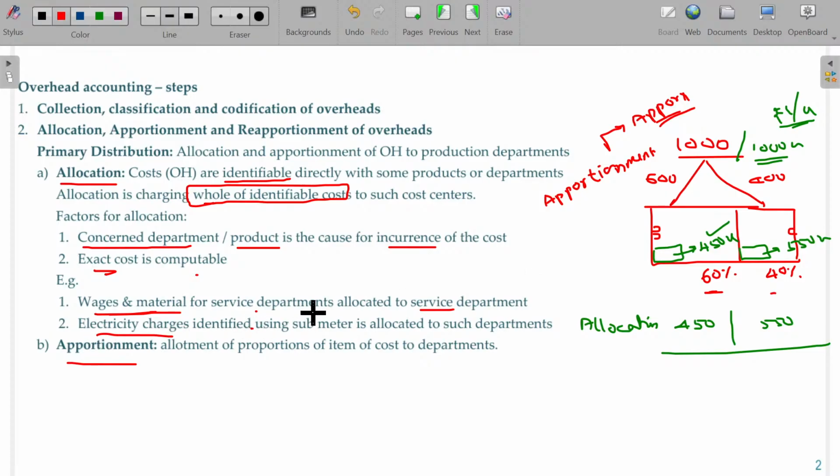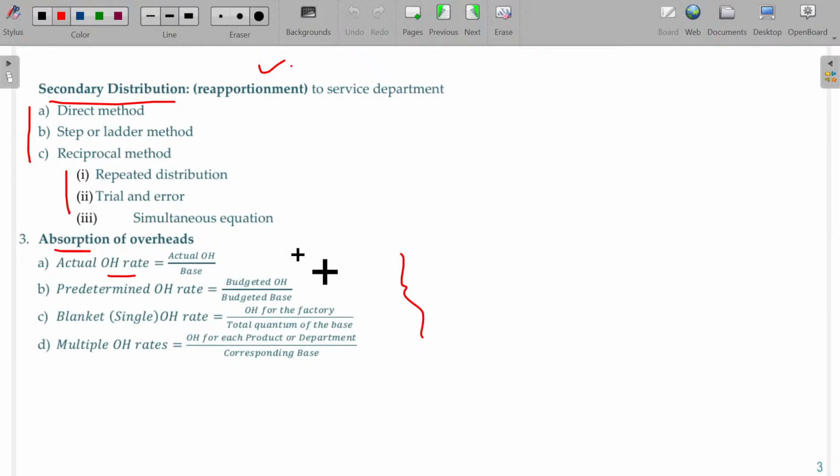Electricity charges identified using a sub-meter are allocated to such department. If you have a sub-meter, then it's called allocation. If we don't have a sub-meter and allocate on a rough basis, like area or number of switch points, then it's called apportionment. Clear? Hope you are now able to understand this one.